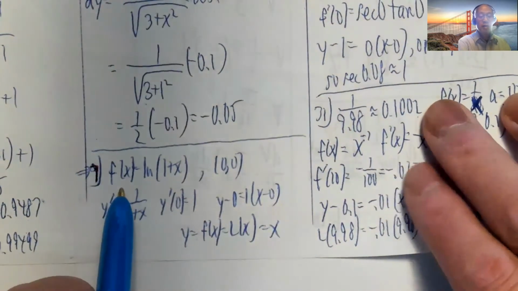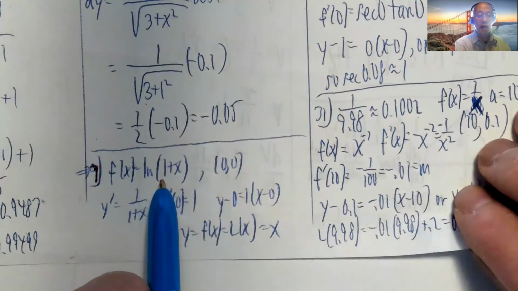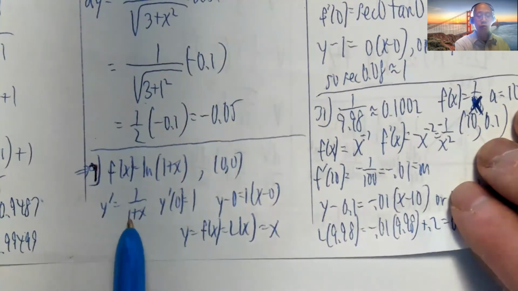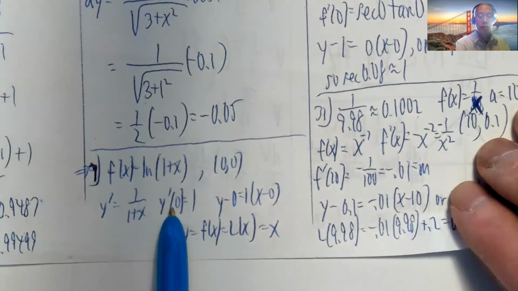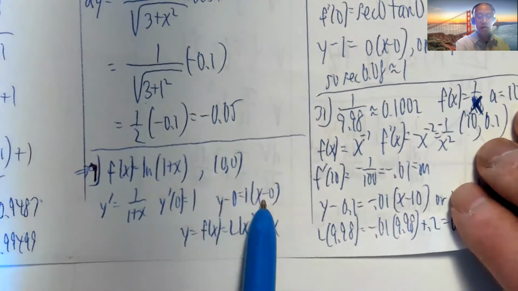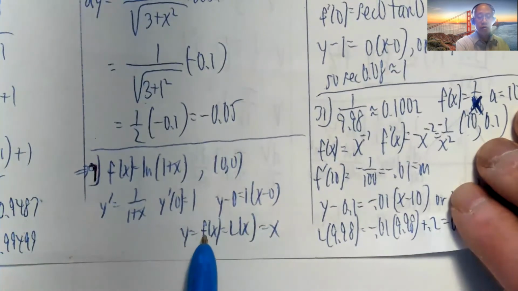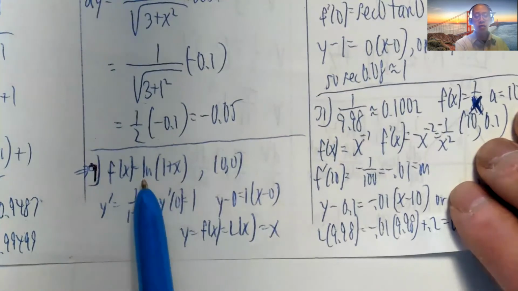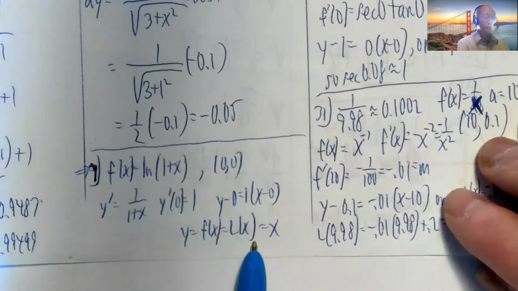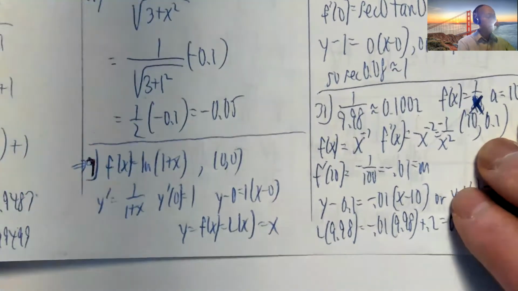Okay, this one, f of x equals natural log of 1 plus x. I'm at the origin. So y prime is 1 over 1 plus x. Plug in 0, y prime of 0 is 1. So y minus 0 equals 1 times x minus 0, or y equals x is the linearization of f of x. So if you want a good approximation of the natural log of 1 plus x near the origin, just use y equals x. Interesting statement.